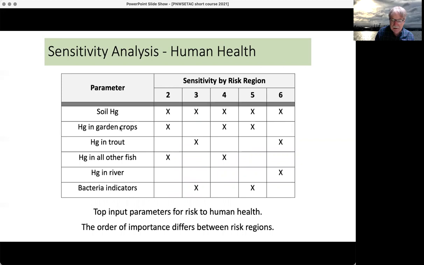Sensitivity analysis: soil mercury is the biggest parameter, and you have crops, the trout in regions 3 and 6, mercury in all of the fish, and mercury in the river. Bacteria indicators are not particularly important. So in this case, and as you'd expect for toxicity due to mercury, the soil mercury is the more important variable for all these different parameters for human health.